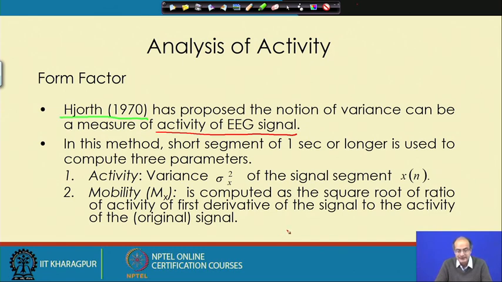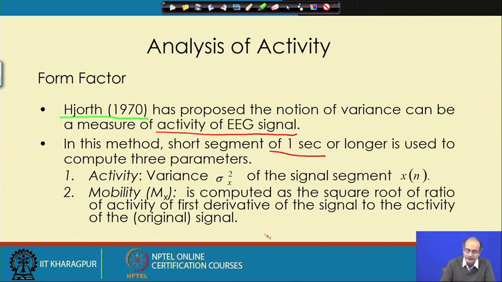Now, keeping the EEG signal in mind, they wanted to see how the activity changes for every second. So, if you take a window of 1 second, how does that activity change for every second, or you may take a longer window, and for that purpose Hjorth suggested three measures.